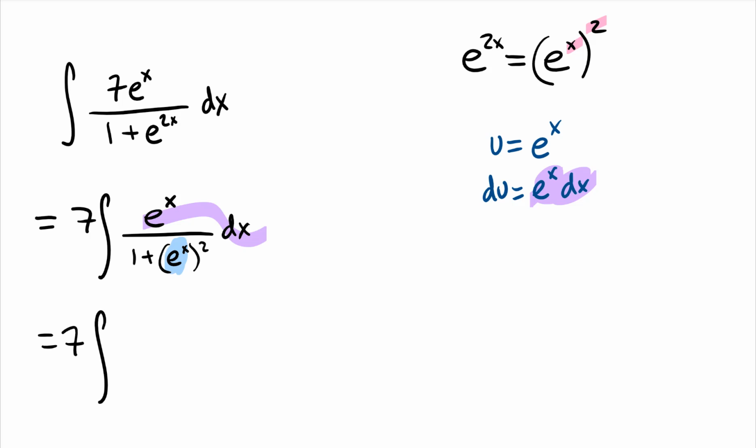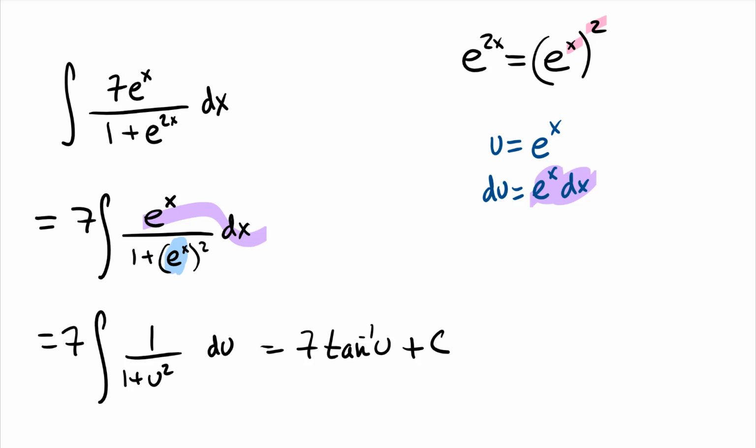7 times. We have the 1 up top because it just canceled out. We get our du over there. We have our 1 plus u squared. As I was saying, do it the same way every time. So 7 times the antiderivative of 1 over 1 plus u squared. That's 7 inverse tangent of u plus c.